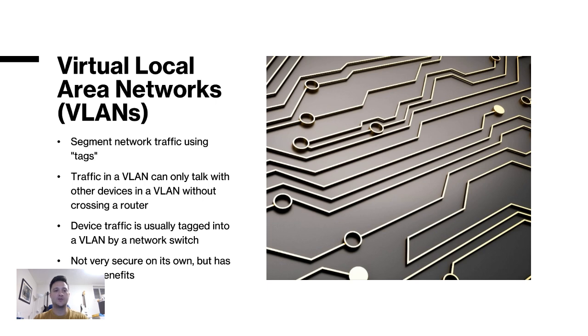Virtual local area networks, also known as VLANs, segment network traffic using tags. Traffic in a VLAN can only talk with other devices in a VLAN without crossing a router. Device traffic is usually tagged into a VLAN by a network switch, and while this isn't very secure on its own, it does have other benefits.